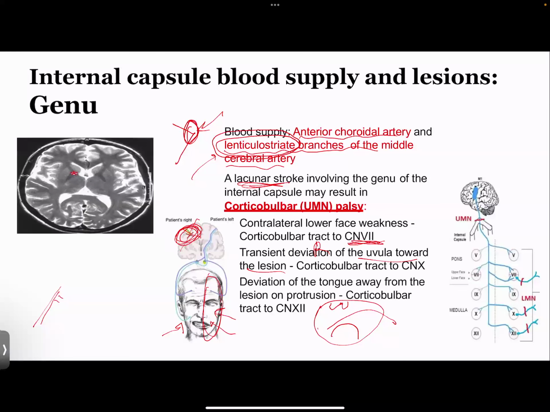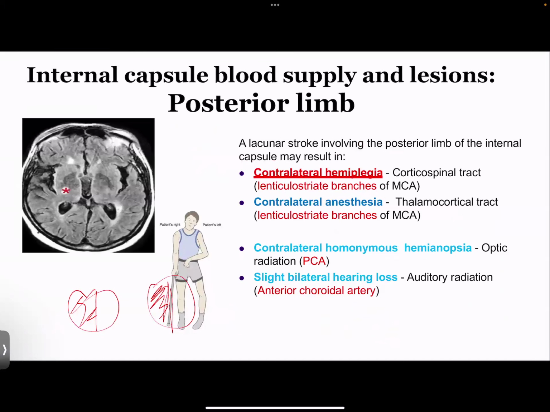We're going to have the uvula deviate towards the side. The tongue is going to deviate away from the side. In the posterior limb, we're going to have things on the body, hemiplegia, anesthesia. We're going to have the eye with ears. I hope this is clear. This is everything for the thalamus. So we finished the thalamus.